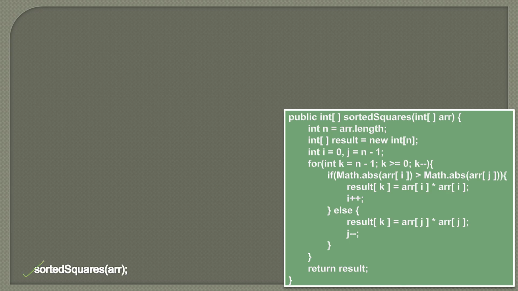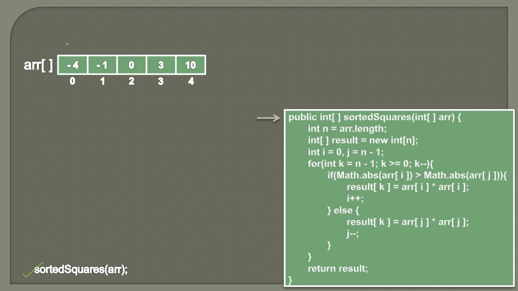So we'll call this method, we pass in the array. Let's say we take this array -4, -1, 0, 3 and 10. So the length of the array is 5. At the start, we calculate the length of the array by doing array.length and we store it in integer variable n. So n will become 5.